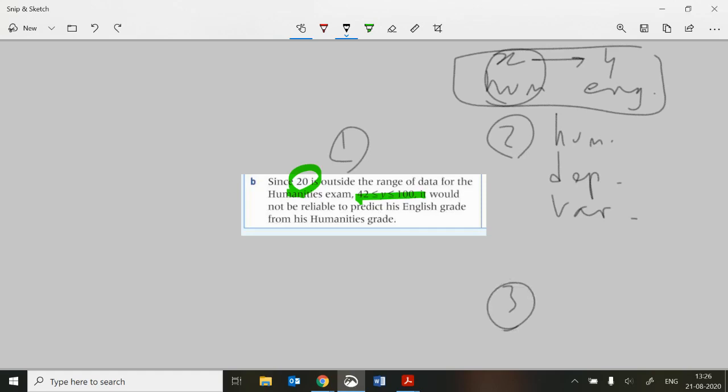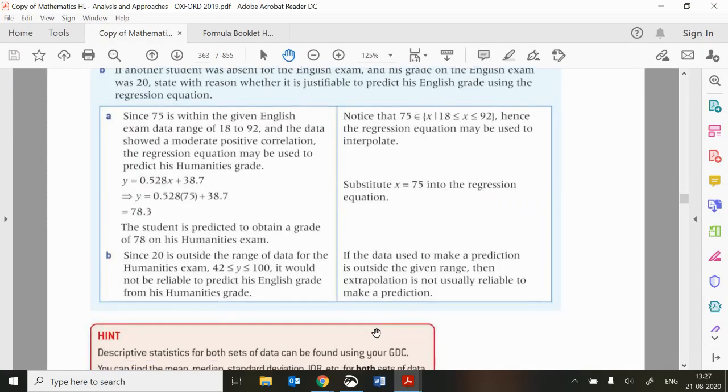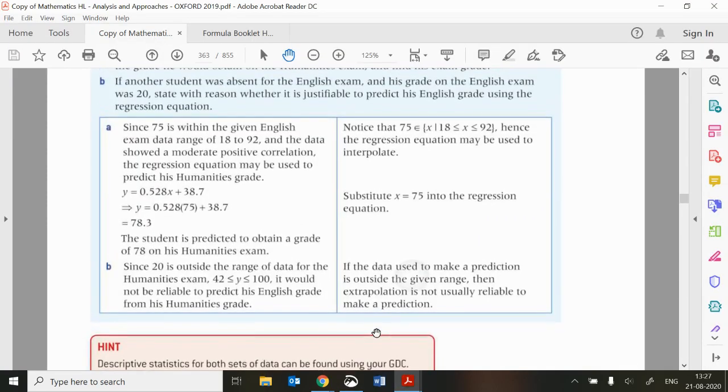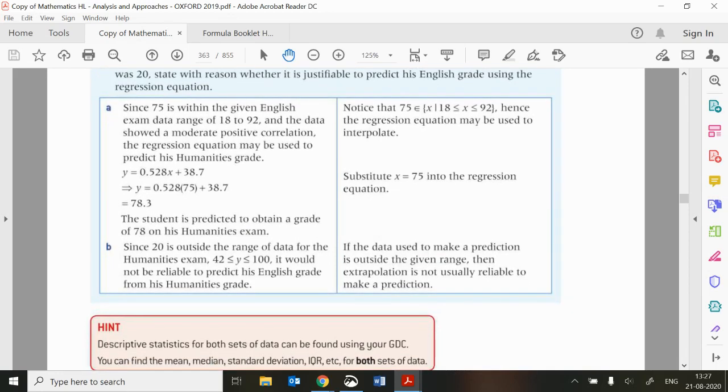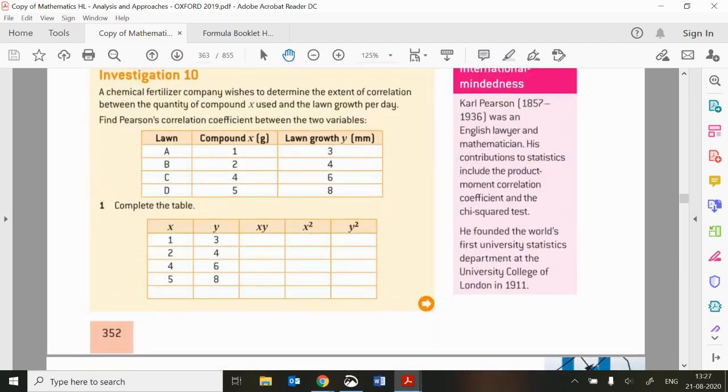And the other thing is, it's really important to make a mention of what R is. If R is 0.1, then it's totally unreliable. Absolutely doesn't do it. Maybe they mentioned that in, yeah, they mentioned that in part A, actually. They said the data showed moderate positive correlation. So yes, we can use it, but with some caution.